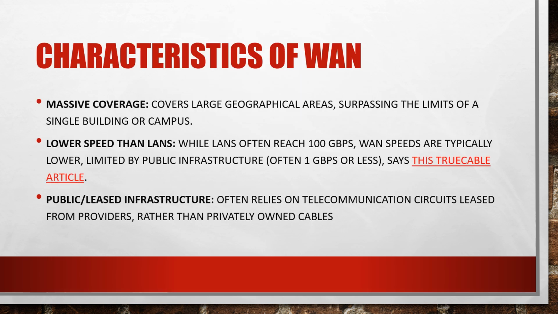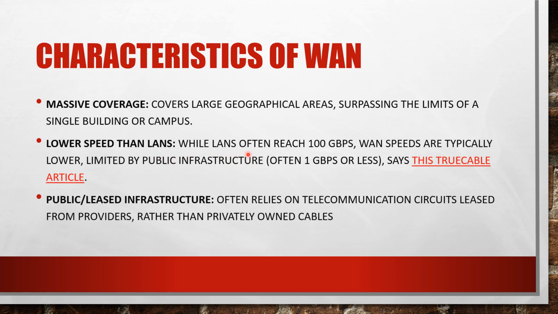And this is termed as a network of networks, because smaller networks are connected by this larger network. And it is characterized by massive coverage, where it covers a large geographical area, which is surpassing the limits of a single building or a campus. So it has a wider range of use, and it has a lower speed compared to LAN.